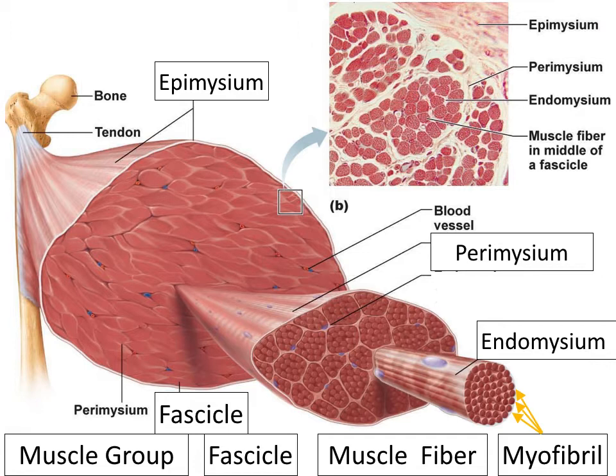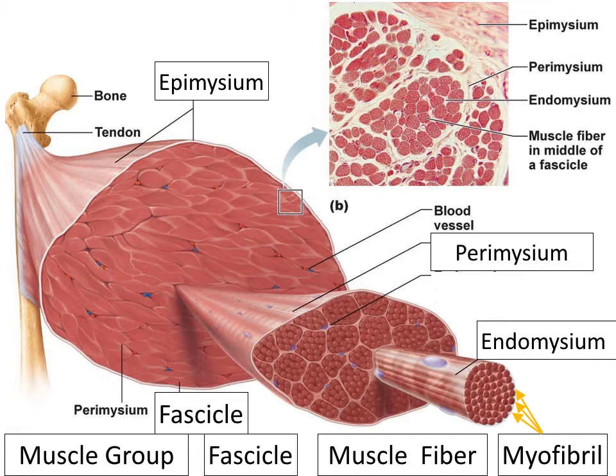So let's go back to the very beginning. We have a muscle group, and the next level inside of that muscle group is called fascicles. You look at a cross section of a fascicle, and we have a whole bunch of muscle fibers. Now, what is a muscle fiber? A muscle fiber is actually the muscle cell. Why do we call it a fiber? Well, because they're really, really long. They're long like fibers. Muscle fiber and muscle cell are the same thing.